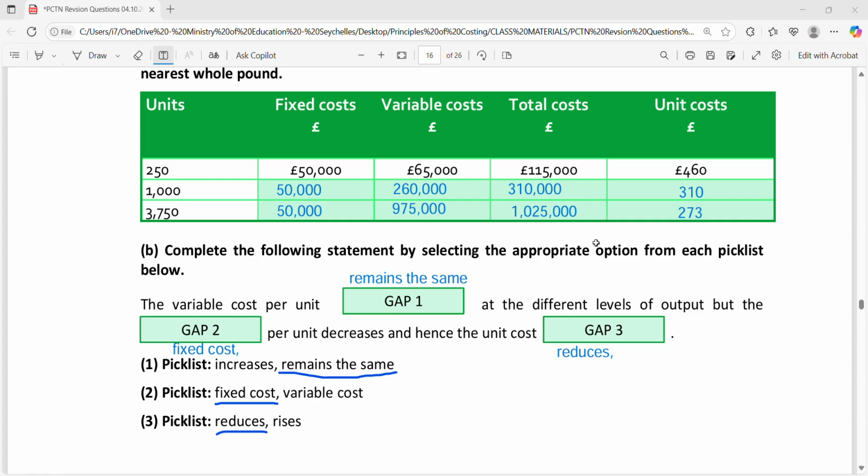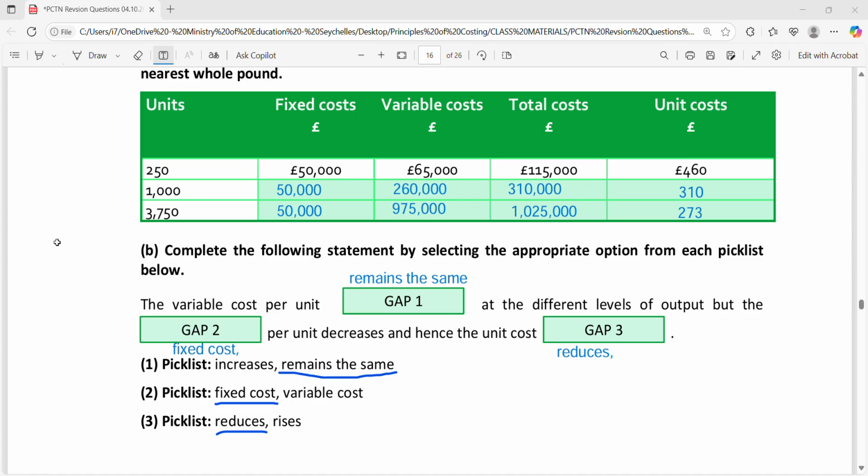But then the fixed cost per unit here, as the level of production increases, the fixed cost per unit will keep on reducing. Why? The fixed cost per unit is the total fixed cost divided by the number of units. So when the number of units is 250, the fixed cost per unit will be 50,000 divided by 250, which is 200. Now you will see as the level of production increases, this figure keeps on reducing. This one will be lower than 200. So this is 50,000 divided by 1,000. So the fixed cost per unit has reduced from 200 to 50.